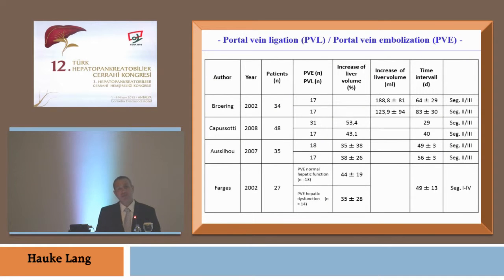Here are some data from literature after portal vein embolization and portal vein ligation. You can get about 30 to 50% of volume increase, and you often have to wait between 3 and 10 weeks after ligation or embolization. This is sometimes too long waiting time or sometimes not enough volume increase.